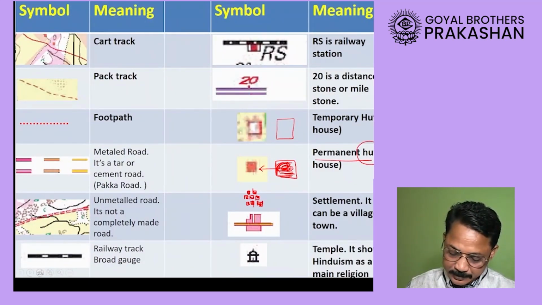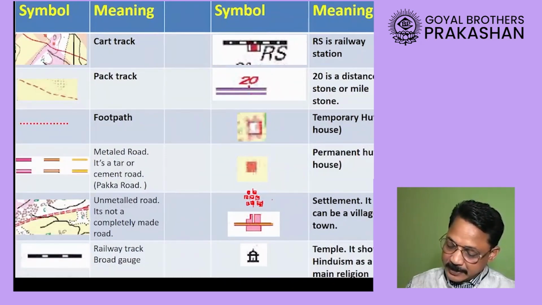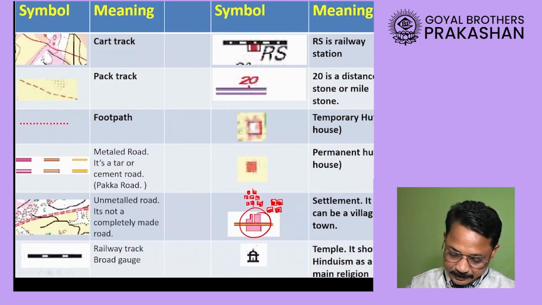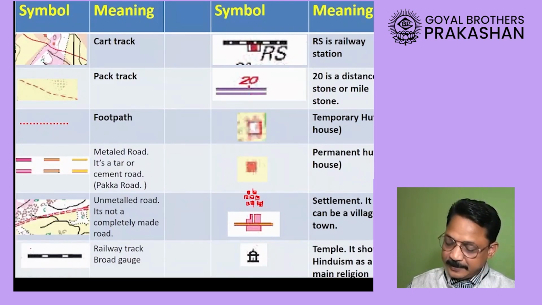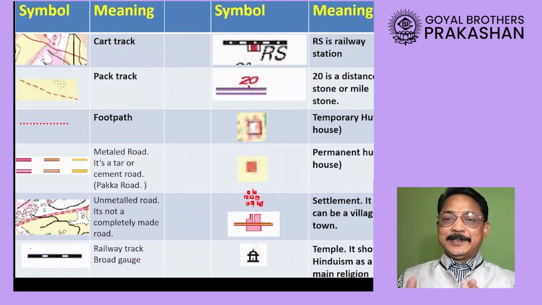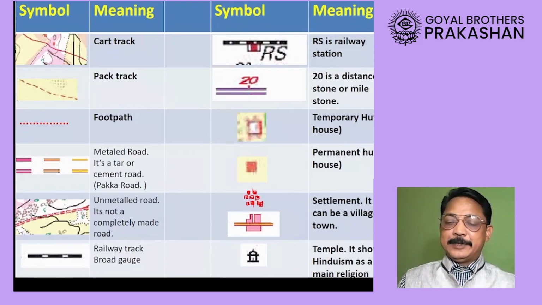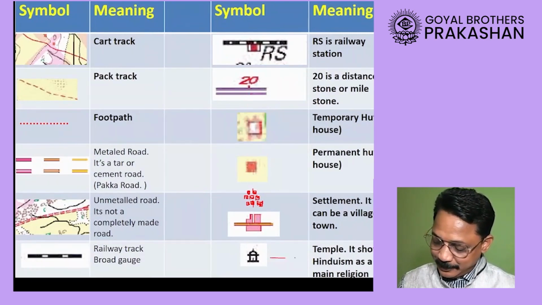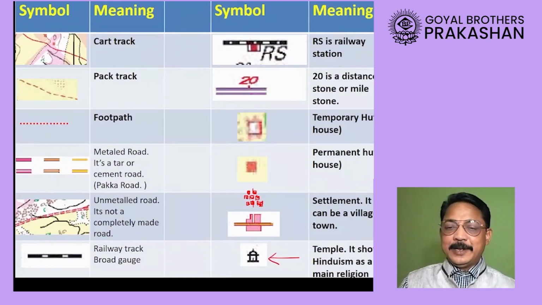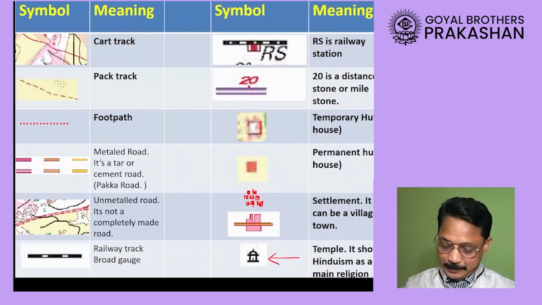Now dear students, when many huts are present together, you can see here one hut, two huts, three huts, and many huts are present together as shown here in a symbolical form, then it's a settlement. That means here people are living together. So it is a small town, it can be a village. Another symbol that is shown here, you must have guessed it, you must have understood it. It's a temple.